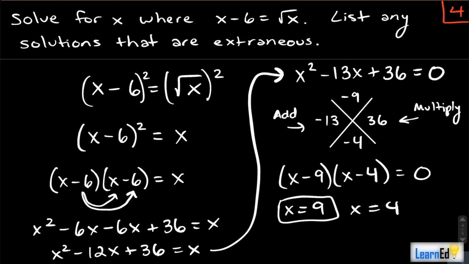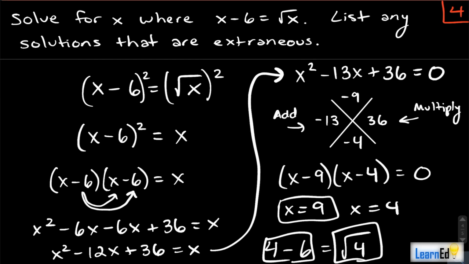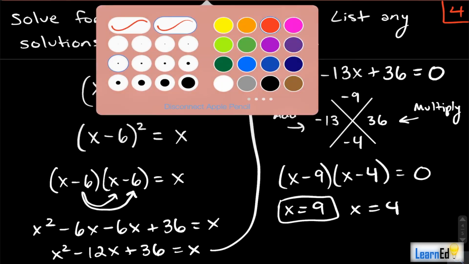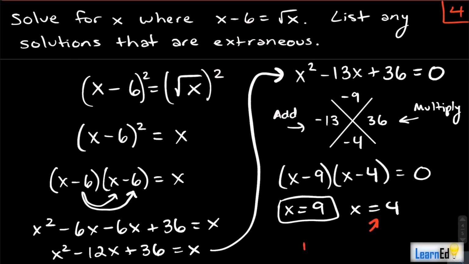But what about x equals 4? Well, if we plug 4 in, we get 4 minus 6 is equal to the square root of 4. And already you can probably see that this is not going to work because we have a negative 2 here and a 2 here. So x equals 4 is extraneous. And we can denote it as such by just drawing an arrow to it and saying extraneous solution.